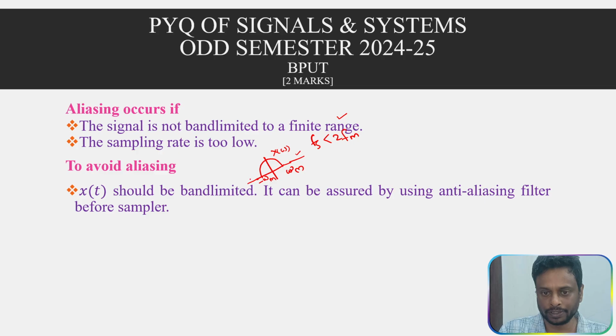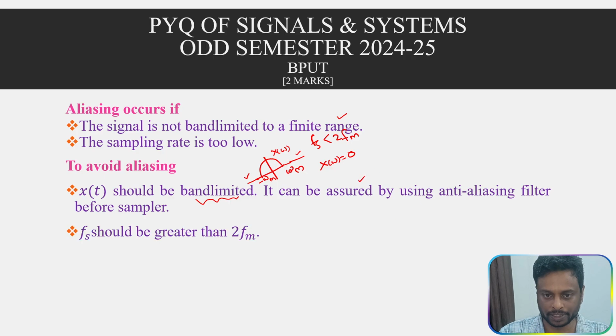You can see that beyond this the frequency is 0. That is what is known as band limited. The signal should be band limited, meaning above omega m or below minus omega m, the frequency is 0. So x of t should be band limited, which can be done by using the anti-aliasing filter before the sampler.